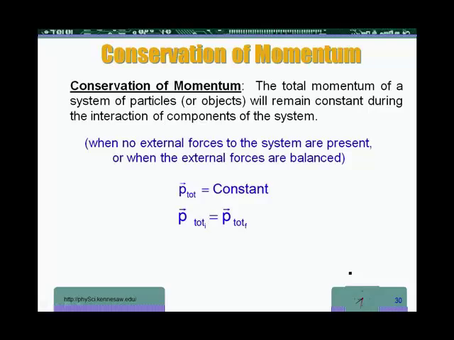And mathematically, the total momentum, which we said before is the sum of all the momenta of each part of the system, is going to remain constant. Or the total momentum initial is the total momentum final. That's the law of conservation of momentum. Okay, hopefully examples later on will help clarify this.